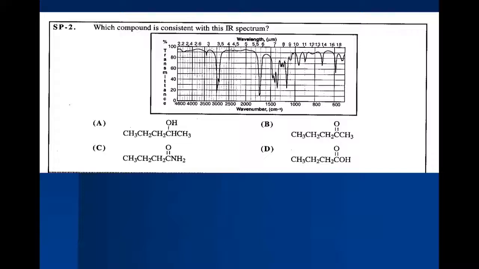Which one would be your next one that you would eliminate readily? I would eliminate D right off the bat because I don't see a broad, nasty-looking OH stretch for carboxylic acid. So I've eliminated A, I've eliminated D, I just went to B and C. That's 50-50 odds. Chances are you're going to be able to find an antibiotic that can treat 50-50 for your patient. They'll probably go away happy, okay?